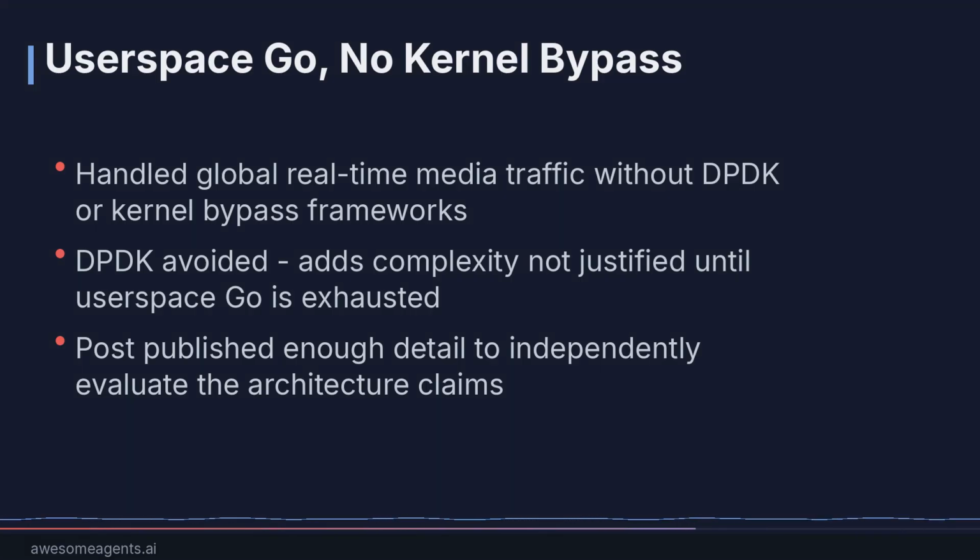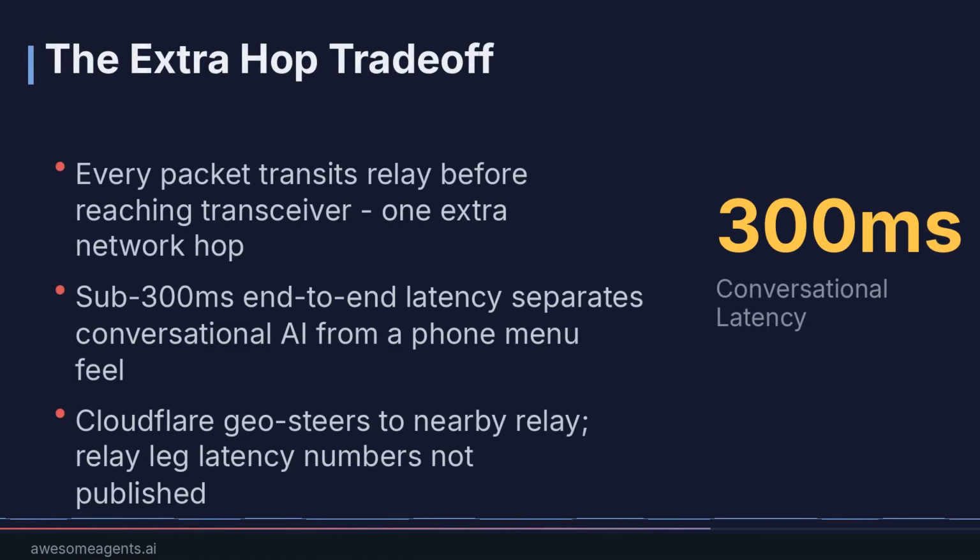That is the claim, and they published enough detail that you can evaluate it yourself. I find that refreshing. What are the real trade-offs here? Every packet takes an extra hop through the relay before hitting the transceiver. For voice that adds latency; sub 300 milliseconds end-to-end is roughly where it starts feeling conversational. And they use Cloudflare to steer users to a nearby relay first, so the public internet leg stays short. Right. Media enters OpenAI's network close to the user, but it's still one more hop than a direct path, and the post doesn't publish latency numbers for the relay leg itself.